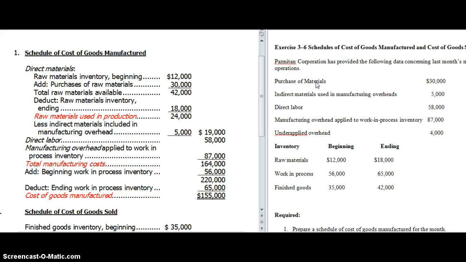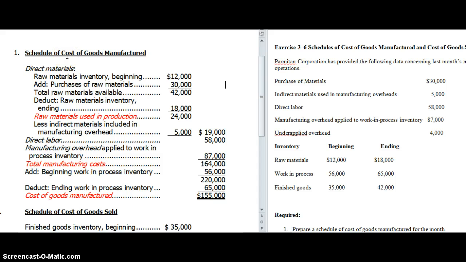Purchase of raw materials, indirect material used in manufacturing overheads, direct material, the manufacturing overhead applied, under applied overhead. You have studied previously about over applied and under applied. And then they have given you information on the inventory, which is beginning inventory and ending inventory for raw materials, work in process, and finished goods. So to begin with, we'll look at the cost of goods manufactured for the month.